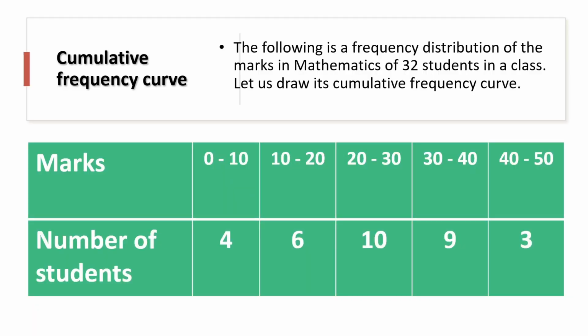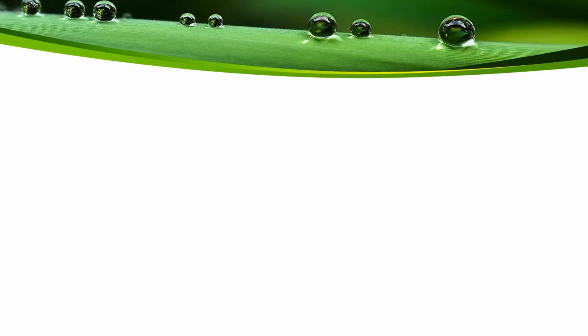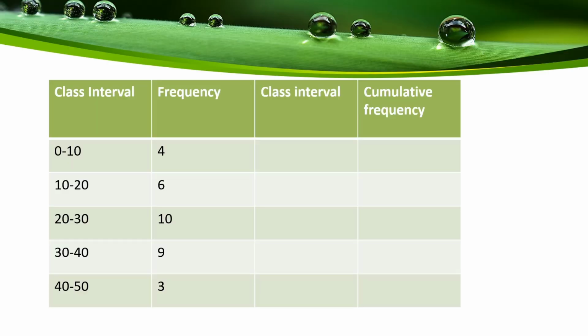Moving on to the next example. The following is a frequency distribution of the marks in mathematics of 32 students in a class. We are going to draw the cumulative frequency curve with this example. Before that, I want you to complete the cumulative frequency table. You can pause this video and try to complete it. Fine, we'll check your answers.